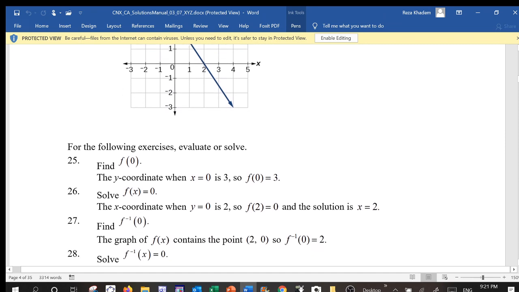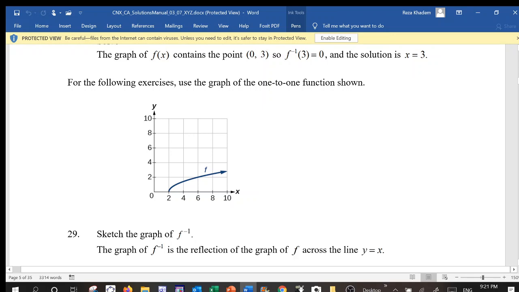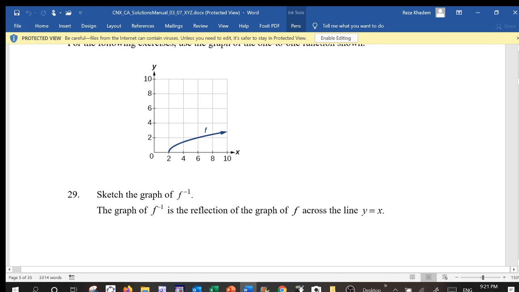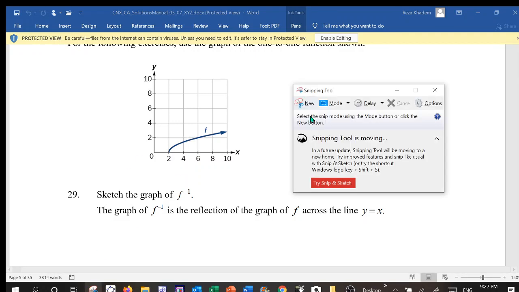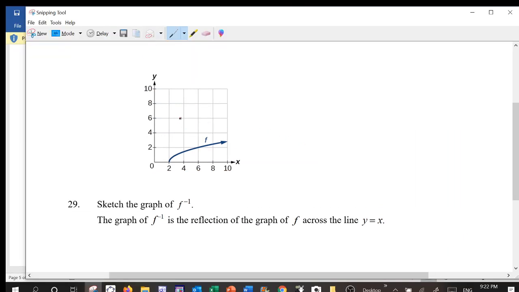So we want to do number 29. For the following, use the graph of the one-to-one function shown. Okay, so here's the graph, and what we want is to sketch the graph of f inverse, right? If you're given the graph of f, we can graph the f inverse. So this point right here is 2, 0. So we go to 0, 2. Let's say this point right here is 6, 2. So we go to 2, 6.